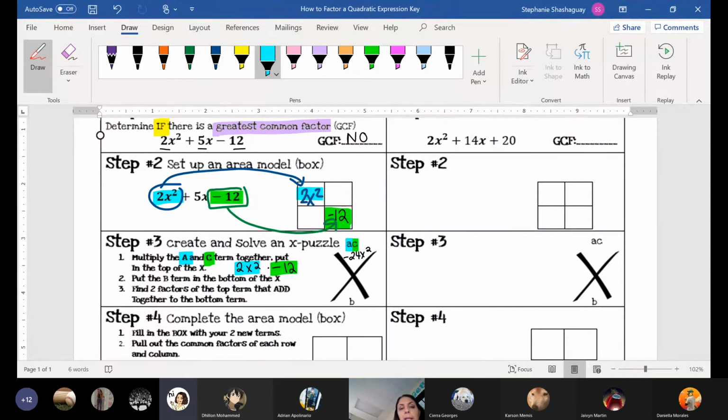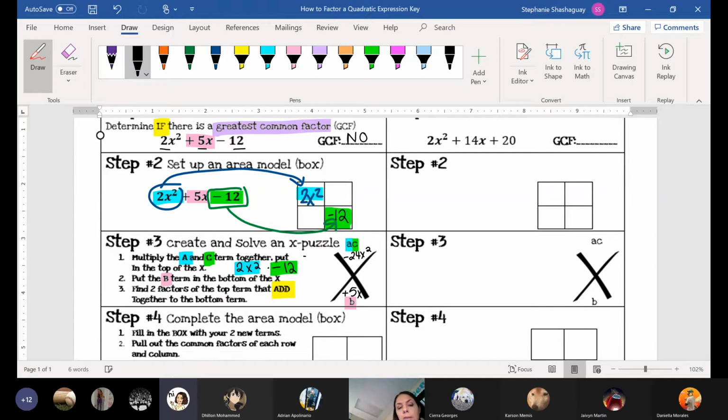Okay, I just took my A term, multiplied it by my C term. Then we're going to put the B term, right? That's our B term. And we're going to put it in the bottom of our X. So our B term is positive 5x. Now we need to find 2 factors of the top term that add together to the bottom term.